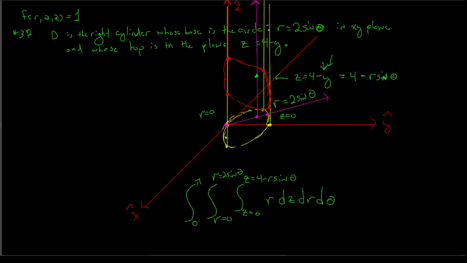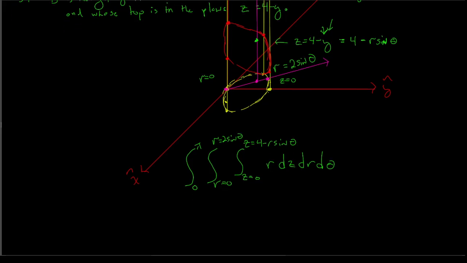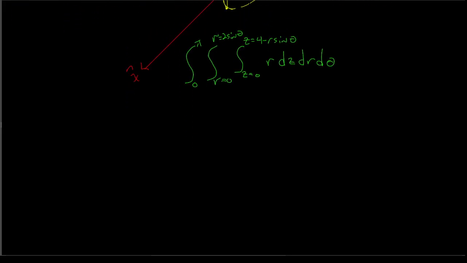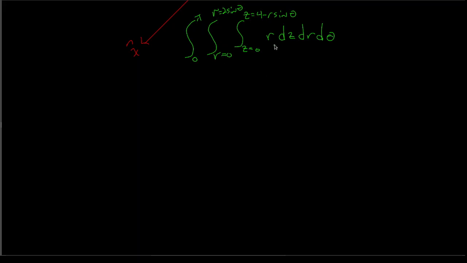So I'm going to pull my space down and focus on this integral. I'm going to integrate the first part in terms of z. So I still have 0 to pi. Then I'm going to have r equals 0 to r equals 2 sine theta. And I've integrated this in terms of z, so that's rz, evaluated from z equals 0 to z equals 4 minus r sine theta.